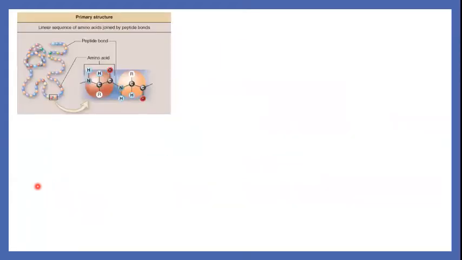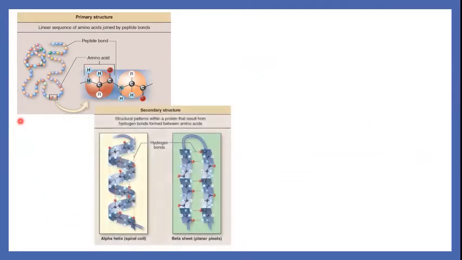Here is the primary structure, that simple linear sequence. Here is the secondary structure. What you're going to start to see as that protein is produced, the linear sequence begins to find spots where it's natural for it to begin to bond together with the hydrogen bonds. Something was partially positive and something was partially negative, and it just naturally comes together. When it does, it forms either the alpha helix or the beta sheet.